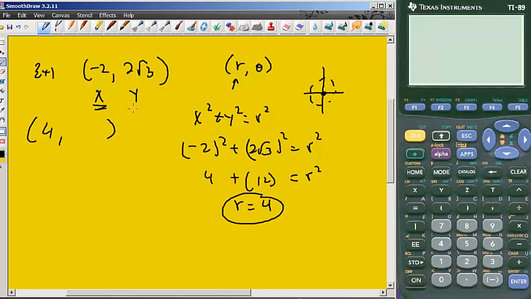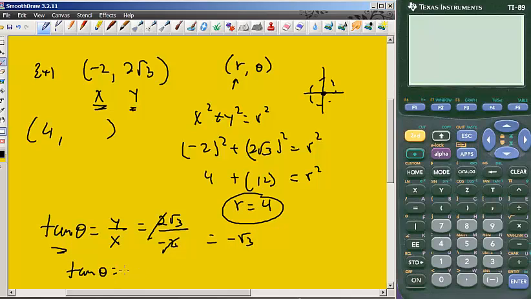Well, this is x and y, but we also know from trig that tangent of theta is equal to opposite, which is y, over adjacent, which is x, sine over cosine. So we're going to plug in what we know, which is 2 rad 3 all over negative 2. And we're going to reduce that, and that is going to give you negative rad 3. So tangent of theta is equal to negative rad 3.